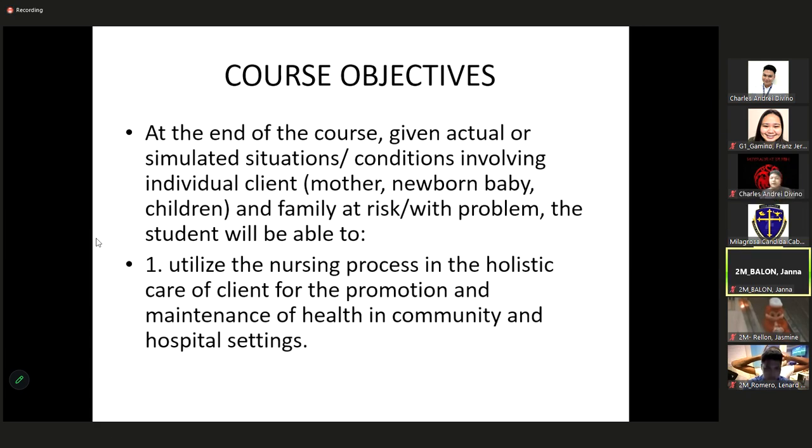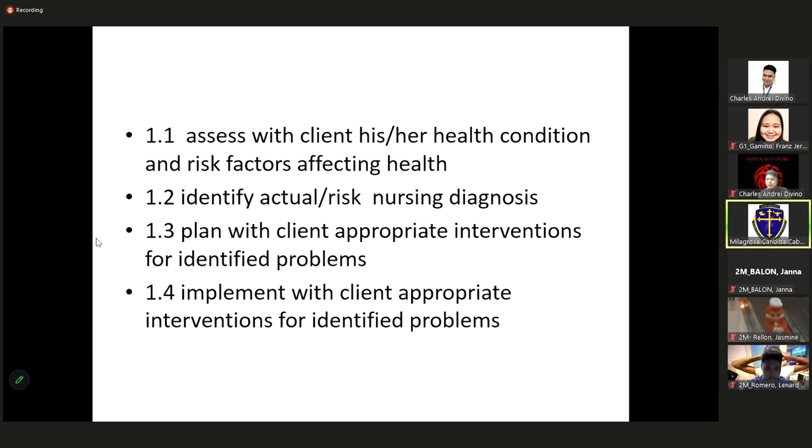Alright. Sige lang. Then, next will be assess with client his or her health condition and risk factors affecting health. So, dito sa ating NCM 209, we would be able to assess if patient has complications like, for example, hypertension. Alright? And what contributed to the hypertension. We will be able to identify actual or risk nursing diagnosis. Plan with client appropriate interventions for identified problems. We will include our client as we make our interventions.